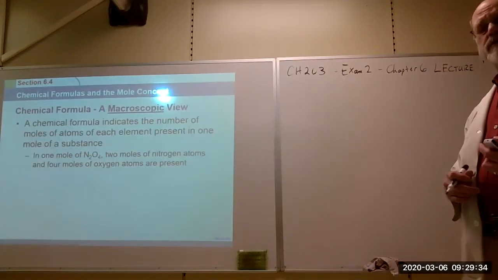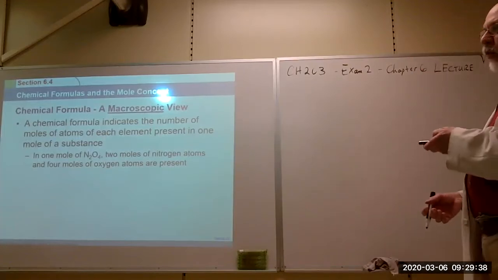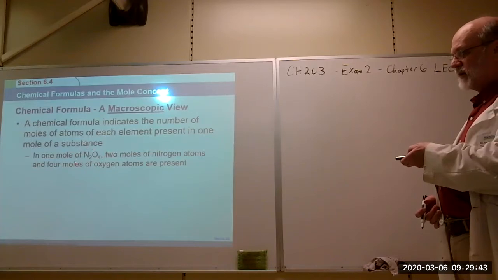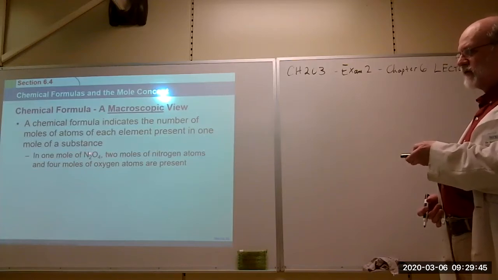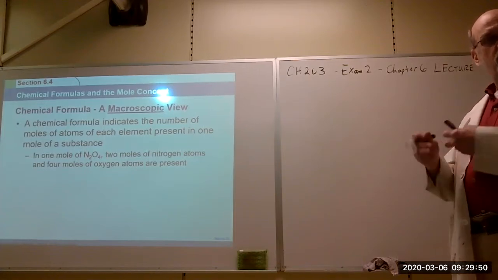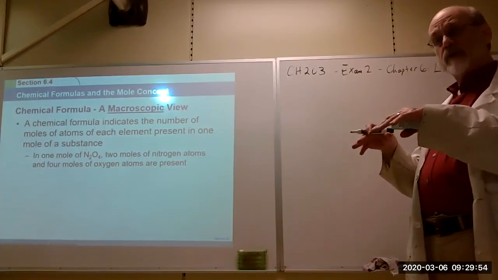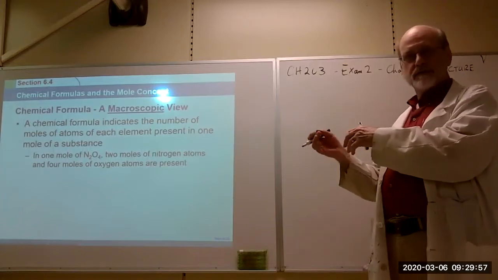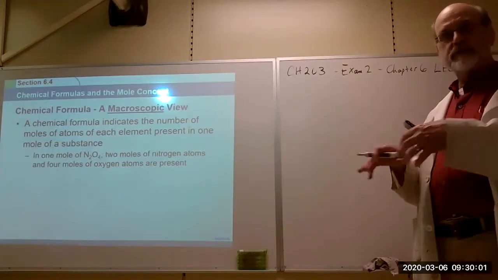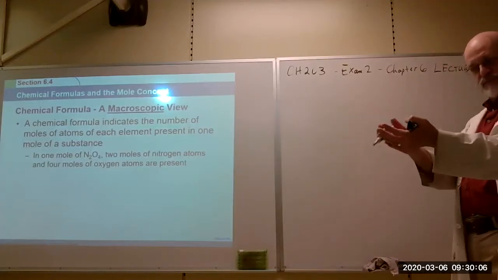But if you look at it macroscopic view, something that we can actually measure, if you have 1 mole of this unit, then you actually have 2 moles of nitrogen and 4 moles of oxygen. So the ratios are always the same. If you have 1 molecule, then you have the ratio of 2 atoms to 4 atoms. If you have a whole mole of them, then you have 2 moles of nitrogen and 4 moles of oxygen in your possession.